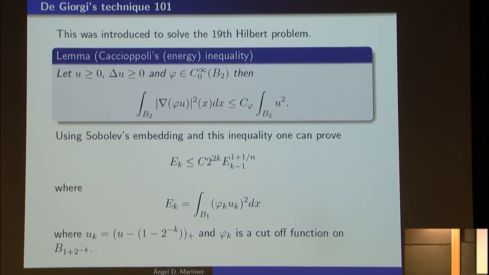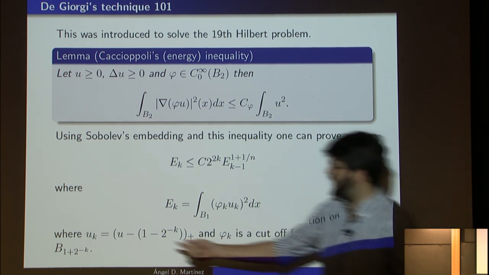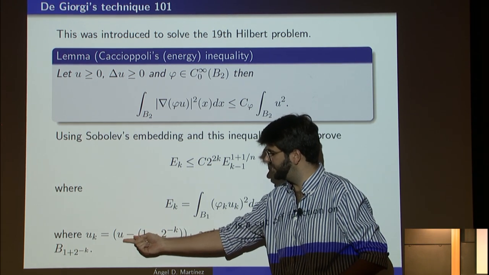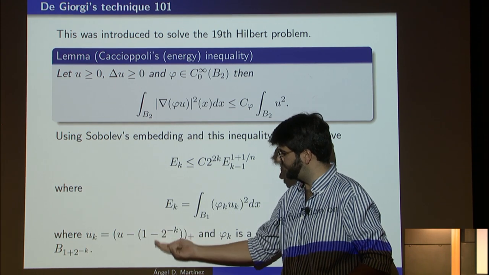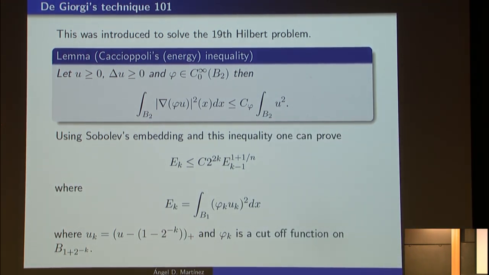So phi k is going to be a function supported in a ball. Imagine that this is a larger ball, the V2 ball, and here we have V1 plus 2 to the minus k. And then u_k is going to be the positive part of u above this level, where the level is like 1 minus 2 to the minus k. You can imagine this is u.